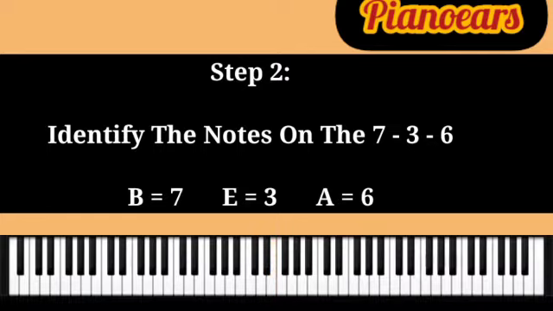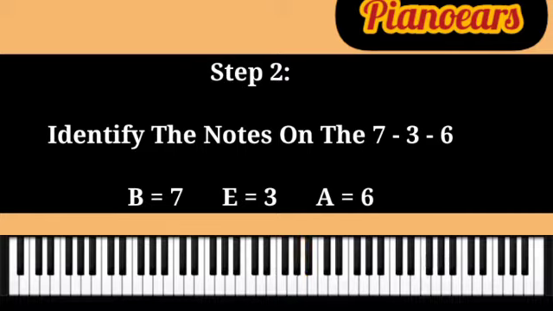The last chord, which is the 3rd chord, will be played on the 6th scale degree. So let's count up the scale in C major up to the 6th degree. C is 1, D is 2, E is 3, F is 4, G is 5, A is 6. So A is the 6th scale degree, and our last chord will be played on A. So we have the first chord played on B, the second chord on E, and the last chord on A.